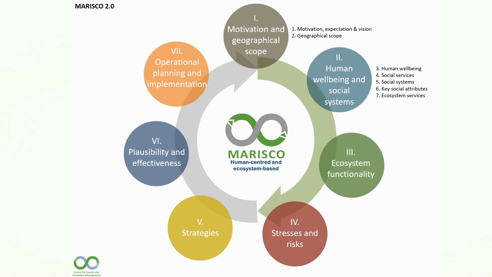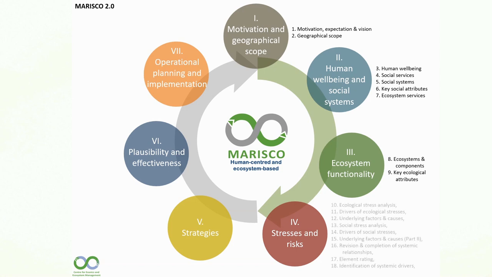The result of this and all subsequent phases are presented in a systemic situation model. Phase 3 focuses on ecosystems and components, which includes both natural and anthropogenic systems. Their state is described using key ecological attributes. In phase 4, a problem analysis is conducted by describing and assessing the condition of the social and ecological systems in the study area using stresses, stress drivers, and underlying factors and causes.